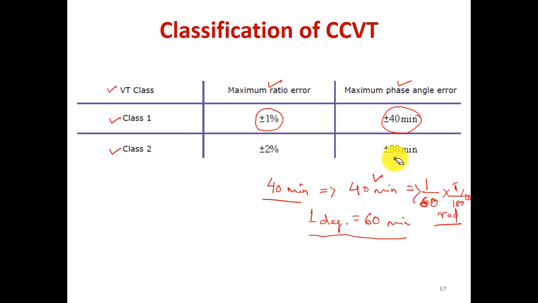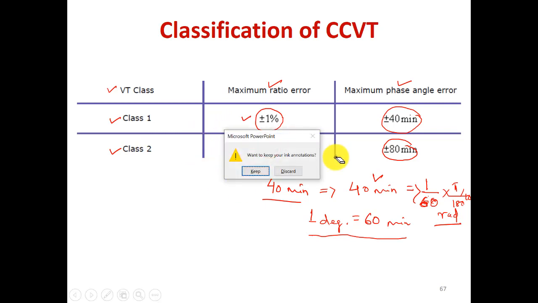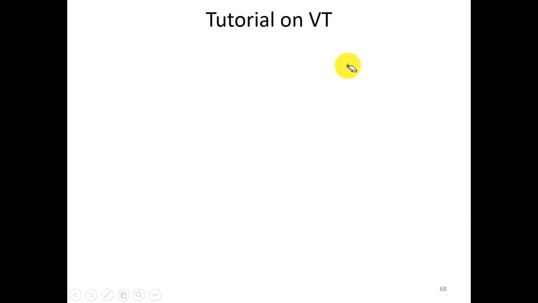your maximum phase angle error for class 2 VT or class 2 CCVT is plus minus 80 minutes. For class 2 CCVT, the maximum ratio error is plus minus 2%, right? So that means based on the ratio error, it is classified as class 1 and class 2. For class 1, it is 1%. For class 2, it is 2%. Okay, so now we'll see a tutorial on voltage transformer.